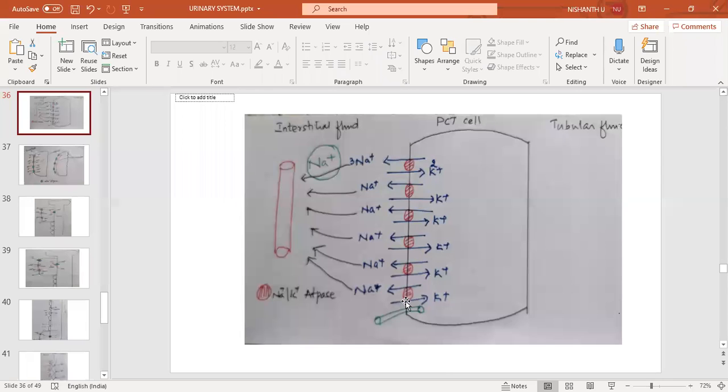That means the sodium potassium ATPase pump. Still not over, still we are in the basics. Next class we will discuss in detail. Okay, shall I wind up?